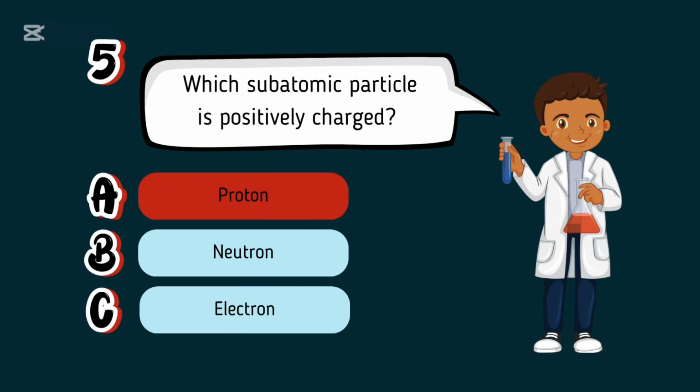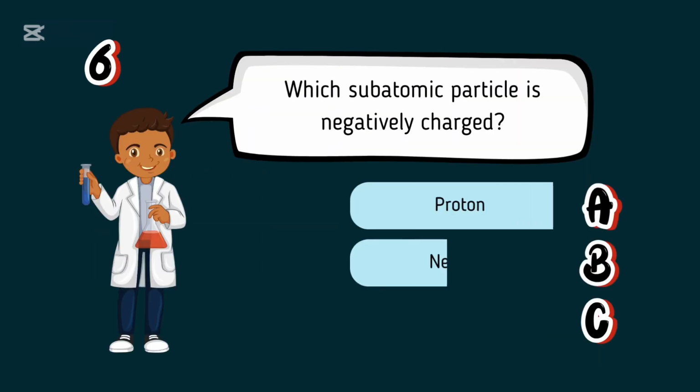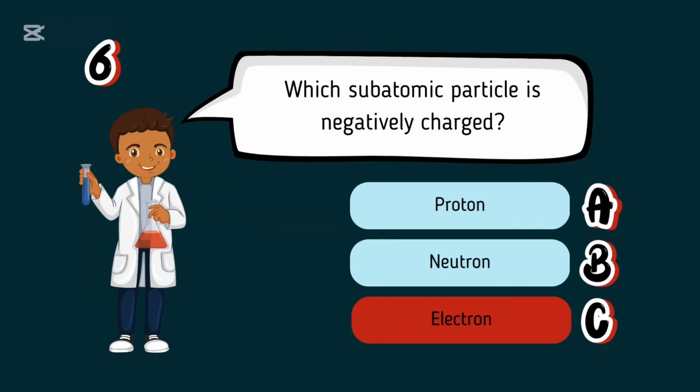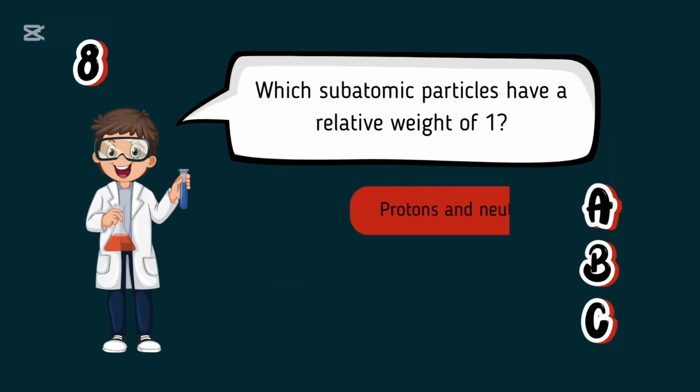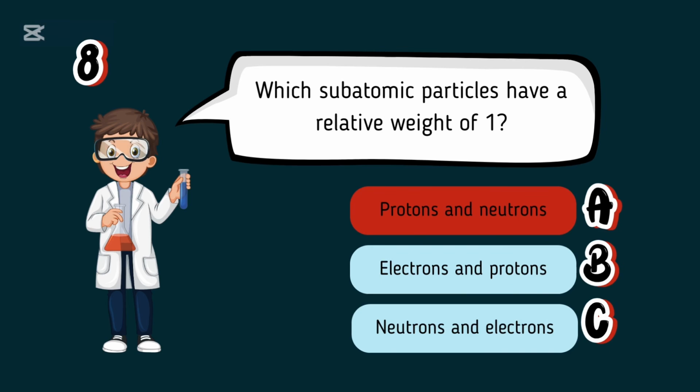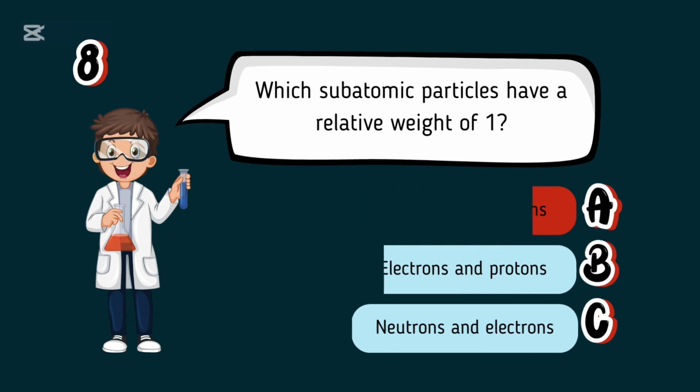Proton is positively charged. Electron is negatively charged. Electron has zero weight. Protons and neutrons have relative weights of 1.